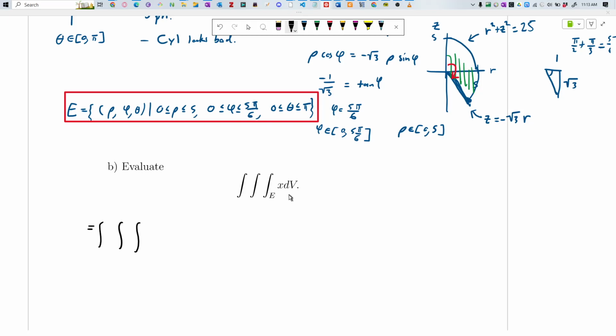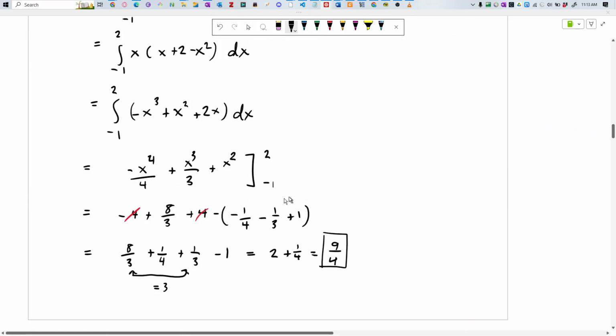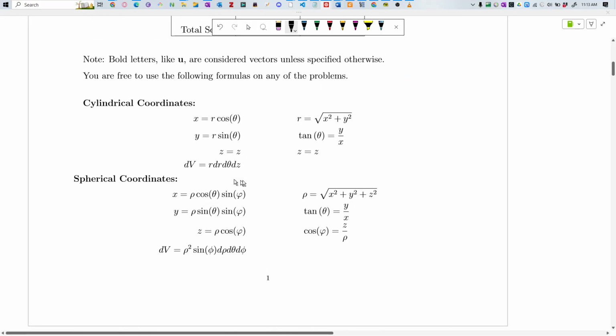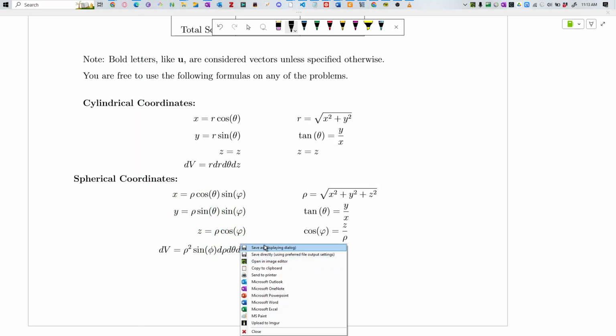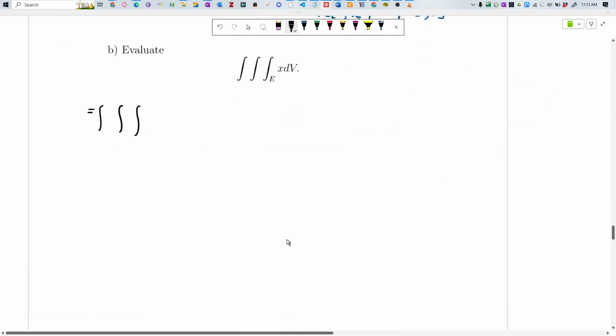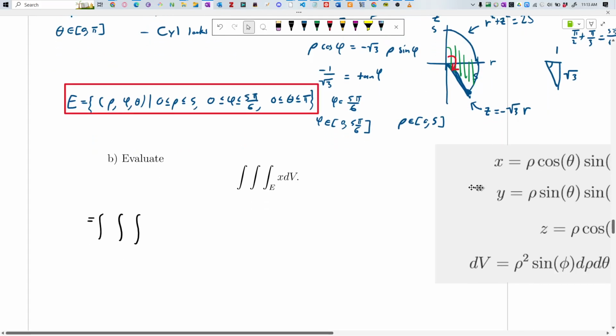I need the formulas for x. Gosh, this is annoying. So the formula for x, maybe can I just print screen this? Grab it. Copy. I'll just paste it somewhere. Paste it over here. Oh, that's kind of big.